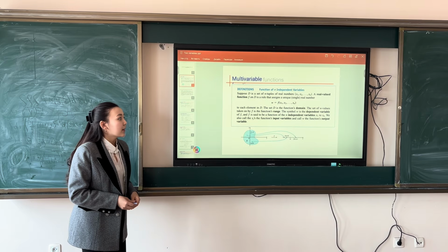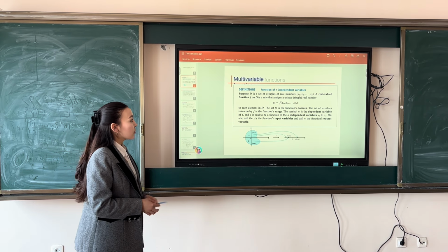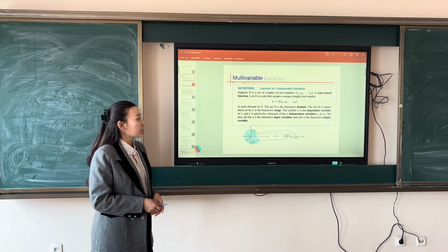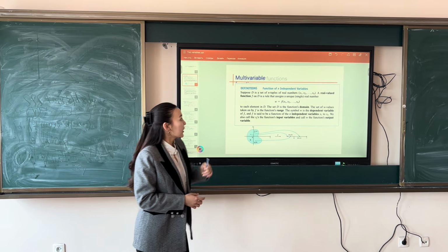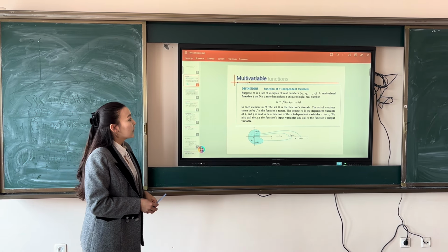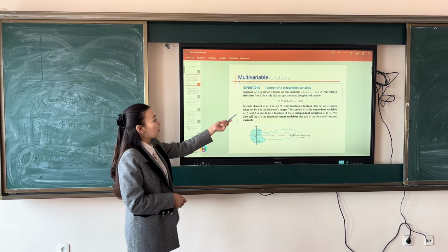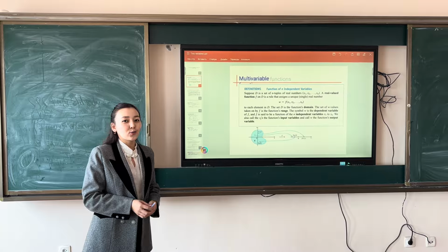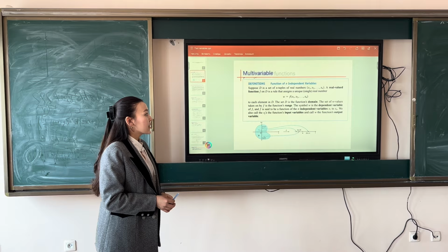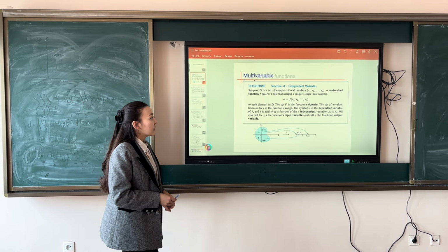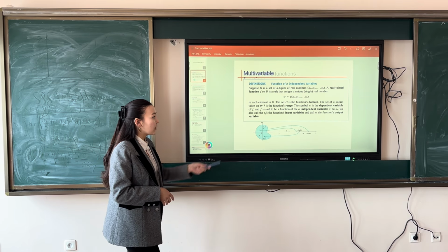Multivariable functions. Definition: functions of n independent variables. Suppose D is a set of n-tuples of real numbers. A real valued function on D is a rule that assigns a unique real number w equal to f of x1, x2, and so on to xn to each element in D. The set D is the function's domain. The set of w values taken on by f is the function's range.